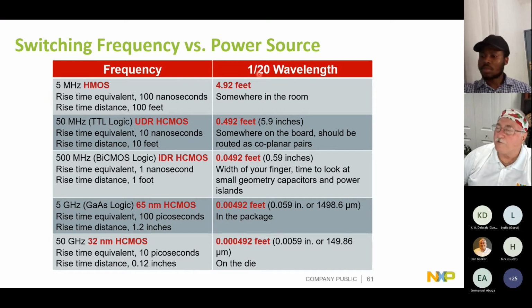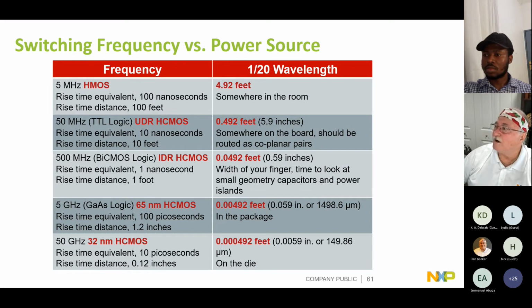It's all very simple to understand. So back to the discussion, when we went from HMOS to HCMOS, if the capacitor was in the same room, it was probably close enough. When you get to HCMOS, it's 6 inches. If it's on the same board, it's probably close enough. At a nanosecond, which is a very common switching speed now, it's about a half an inch. The good news is you can still physically place a capacitor within a half an inch of an IC.